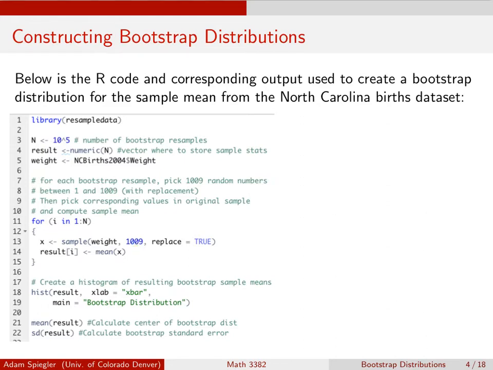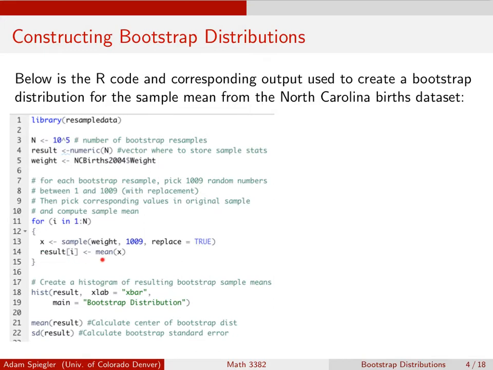Now, we've used this command before, where we didn't want to replace our values back in when we were doing permutation tests. But now with Bootstrap samples, each time you pick a value, we do want to put it back so that it could possibly be picked again. So we set the replace option to be true. This command is picking a Bootstrap sample, 1009 values picked with replacement.